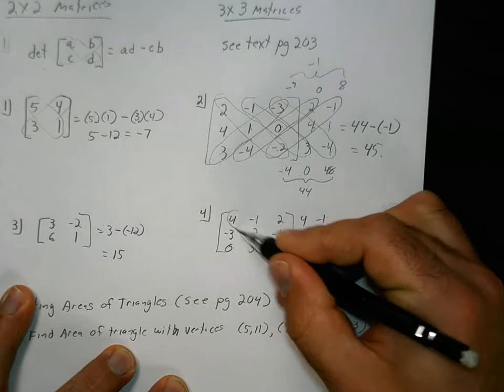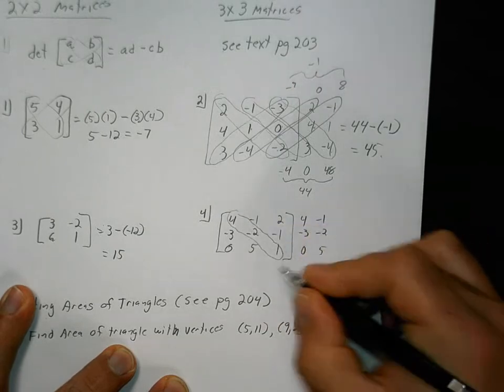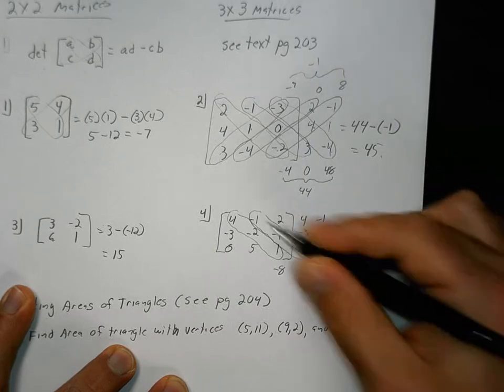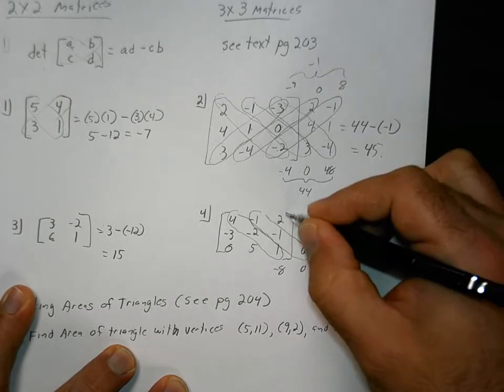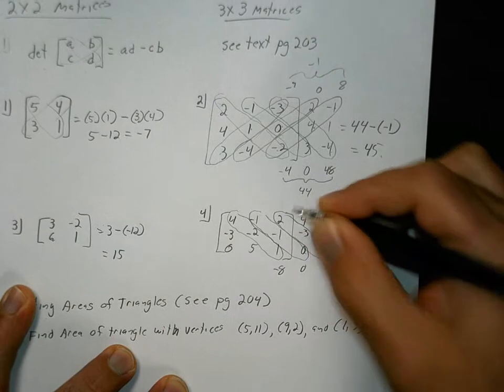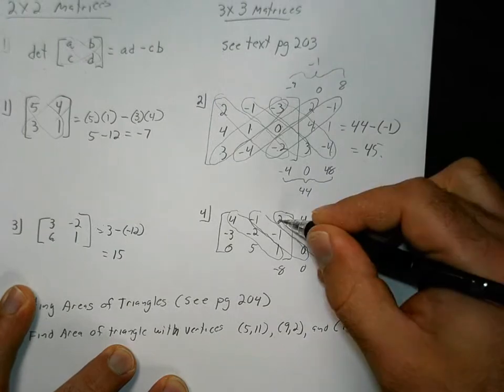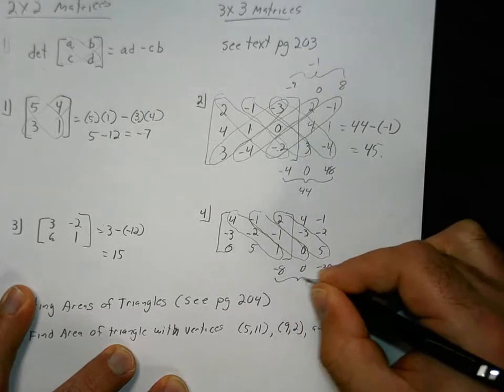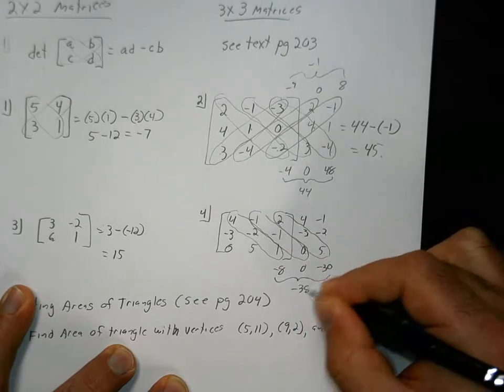Start in the top left, multiply those 3 together, I get negative 8. Multiply these 3 together, I like having zeros, gives me a 0. Multiply those 3 together, let's see, 5 times 2 is 10, times negative 3 is negative 30. So add those three, I get negative 38.